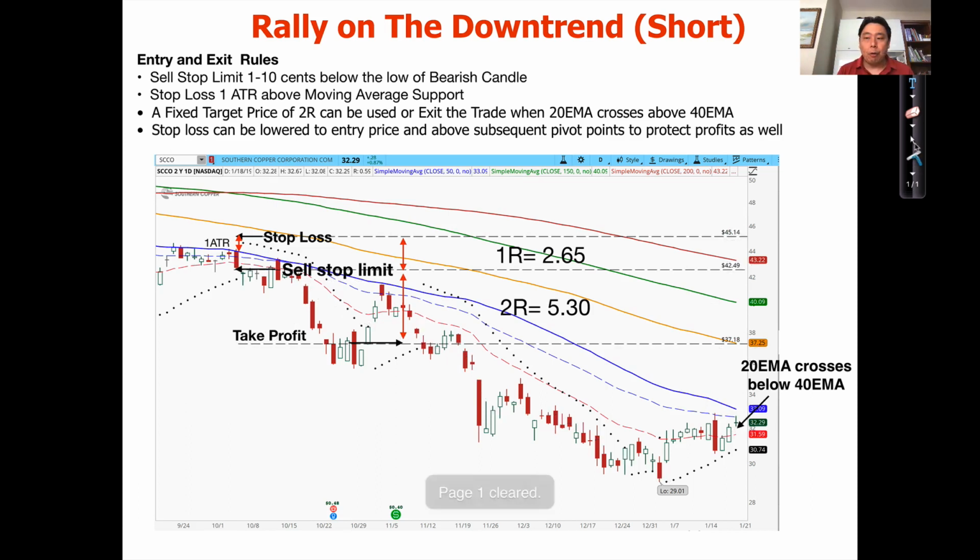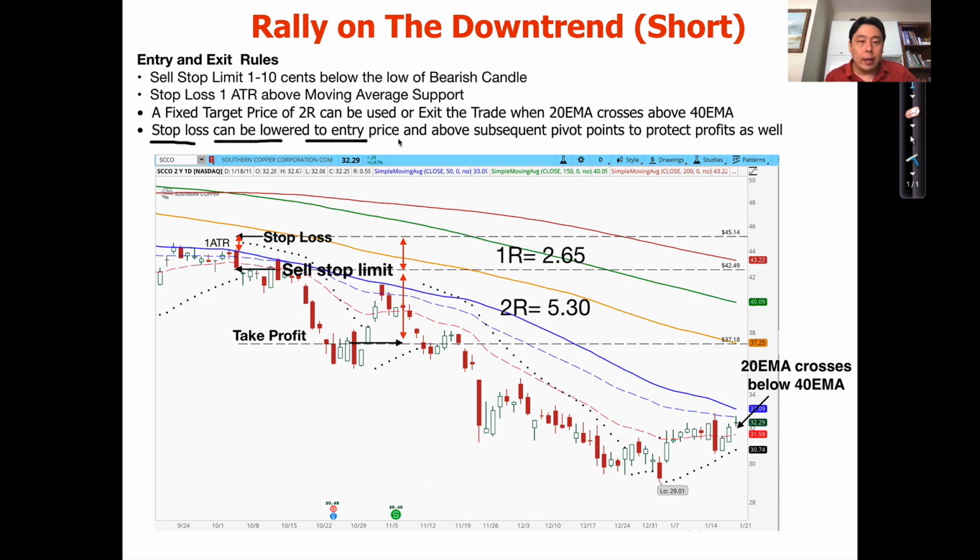Now, similarly for the long setup, as it goes down, we could also protect our profits. So again, it says the stop loss can be lowered to your entry price and above subsequent pivot points to protect your profits as well. So again, what we're saying is the moment you enter this trade and it moves down in your favor by 1R, 2.65, you can then shift the stop loss down to your entry price. So now you've got a risk-free trade.